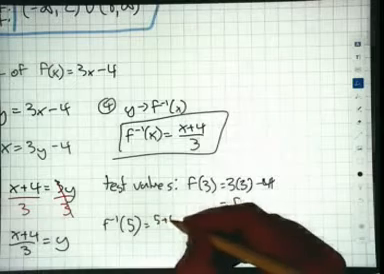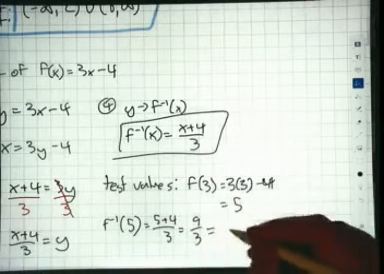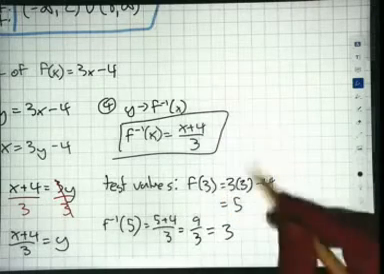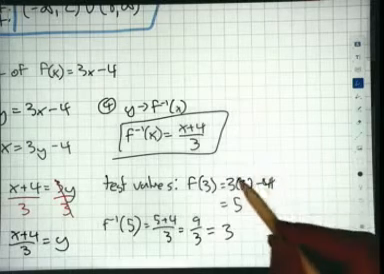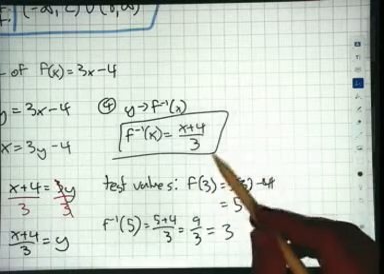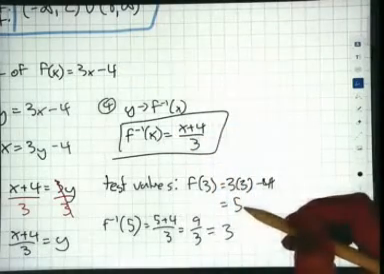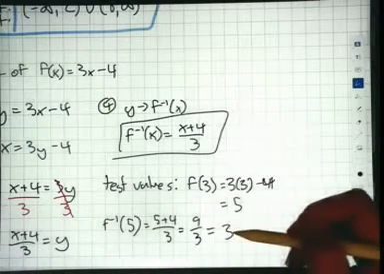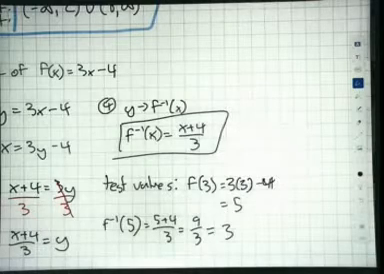So 5 plus 4 divided by 3 is 9 divided by 3, which is 3. So you see that? This is a quick way to test whether you got an inverse function. Pick a point, plug it into the original function, you get your output, then take that output and plug it into the inverse function. If your output there is the same as your input over here, you got an inverse function.